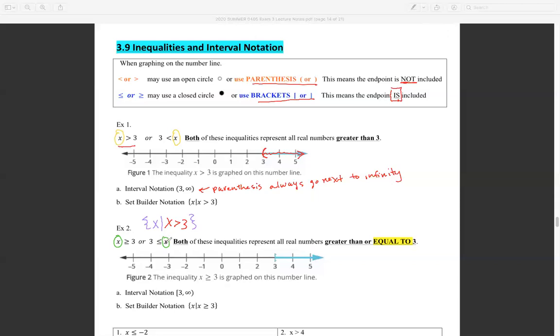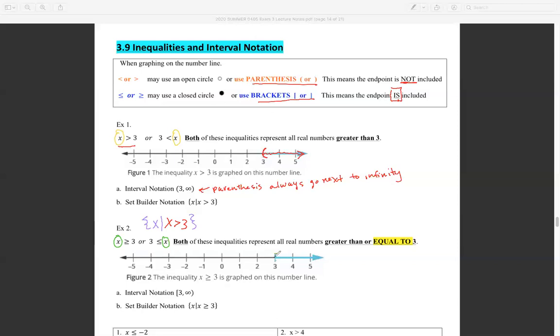And notice the big mouth still eating the x, and the small end's pointing towards the 3. Big mouth still eating the x here, small end pointing towards the 3. The only difference between this one and this one is now we have the equal to bar. So instead of using parentheses, what we're doing is we're going to be using brackets.